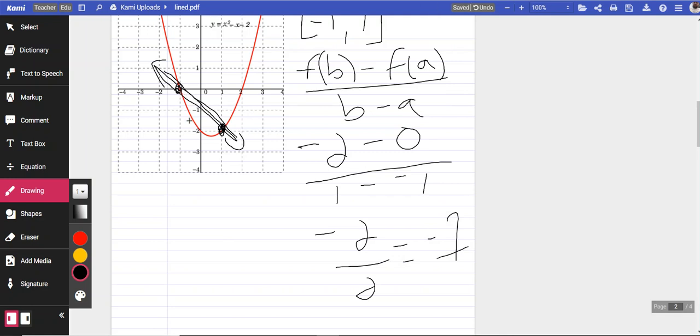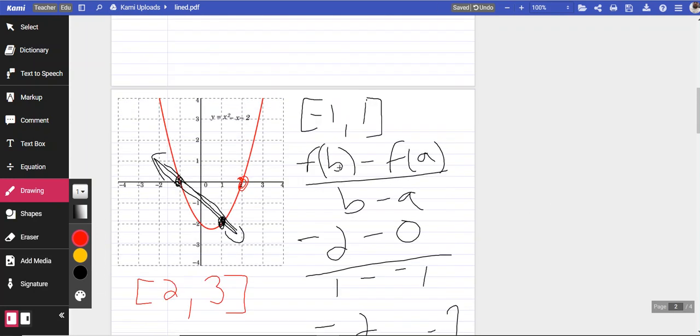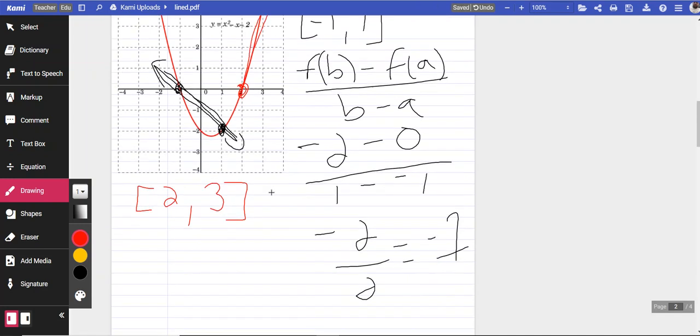Now, what if we went to a different interval, like, oh, I don't know, from 2 to 3? If I go from 2 right here to when x is 3, which is right here, that slope is probably going to be positive. So what's the slope of the secant line there? So you do f of b minus f of a all over b minus a.